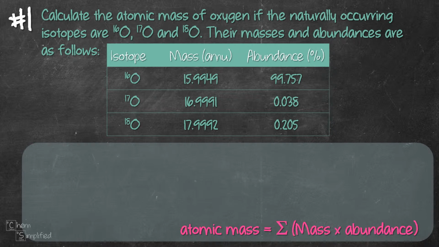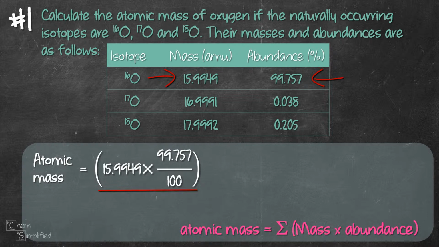Let's try using the formula on our first example. This is a pretty straightforward question. It gives us the isotopes, their individual atomic masses, and their abundances. Recall from the formula for atomic mass, it's the sum of mass times abundance for each of the isotopes. So we multiply 15.9949 with its abundance, which is 99.757. Notice it's in percentage, so we will need to divide by 100. If that value for abundance is given in decimal, for example 0.99757, then you don't have to do anything, just use that number.